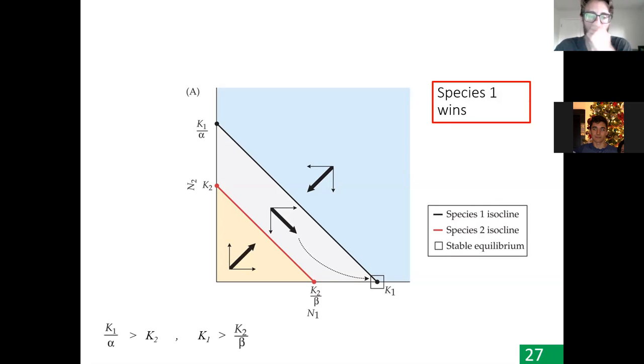All right, and that is shown here with these values for the x and y intercepts: K1 over alpha is greater than K2, and K1 is greater than K2 over beta.